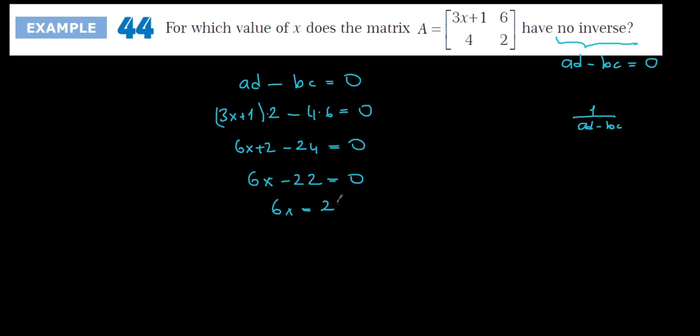6x is equal to 22. X is equal to 22 over 6 it has to be. I have to simplify this one like 11 over 3. This is the answer of our question.